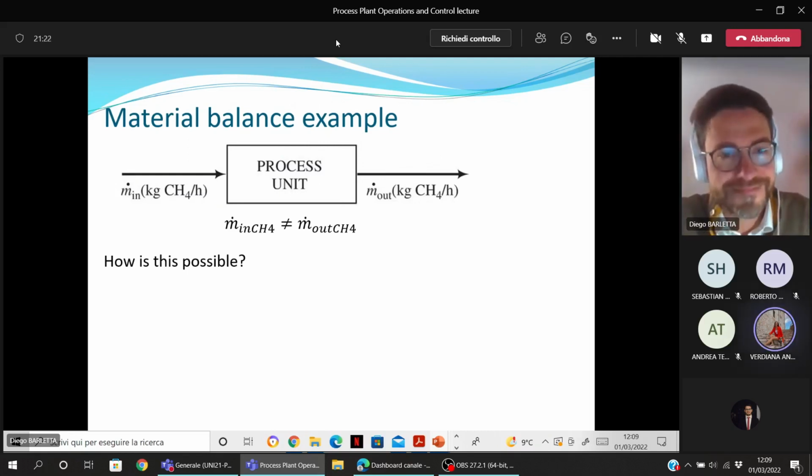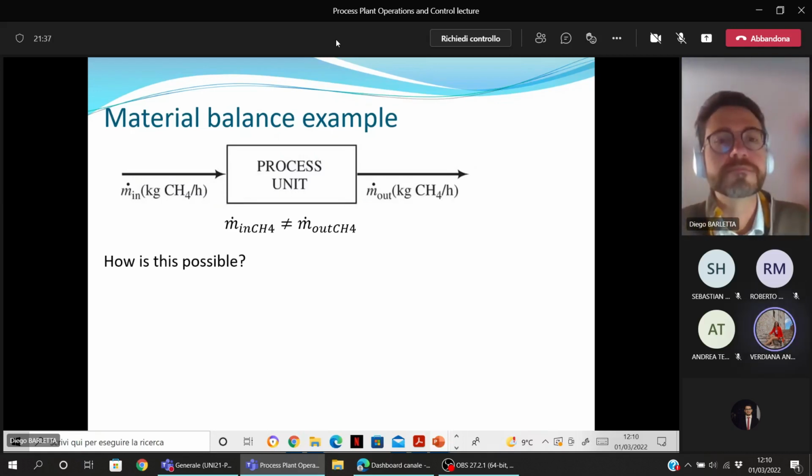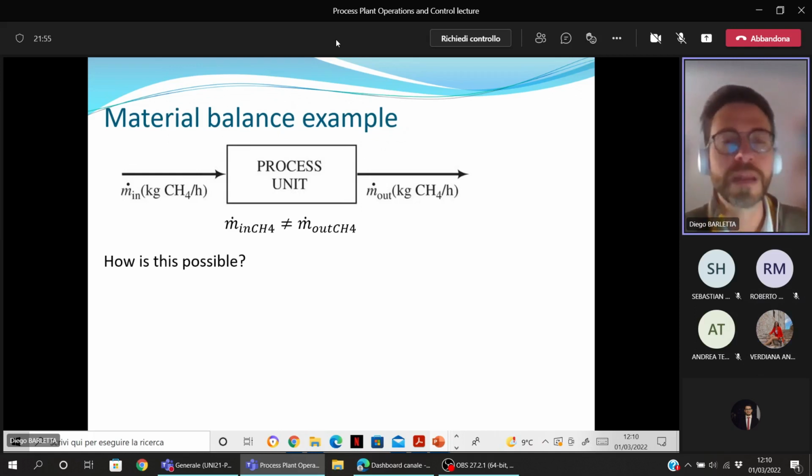Maybe because there is a transformation. So we have in input methane, but maybe something will change here. Okay, what type of transformation do you think of? I don't know, maybe hydrogen can do something else. Yeah, but what type of transformation? A physical transformation, a chemical transformation? Chemical. Chemical, yes, could be chemical. So this could be one explanation for this non-balanced situation.